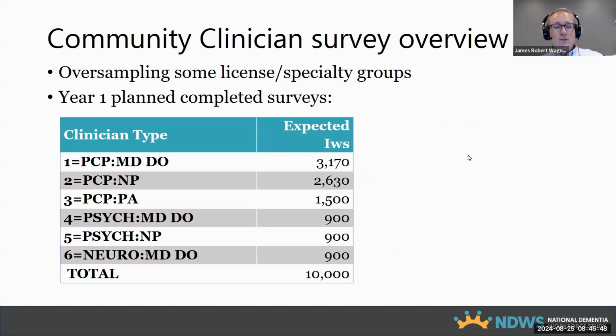We're oversampling some license and specialty groups just to be sure that there's sufficient power for analysis of these subgroups. In year one, we're going to complete the surveys in the numbers that you see. This is the plan in the table on this slide. We're going to complete 10,000 interviews in the first year. And we're oversampling some groups, specifically groups 3, 4, 5, and 6, relative to other parts of the population, just to be sure that we have sufficient sample size for different analyses.